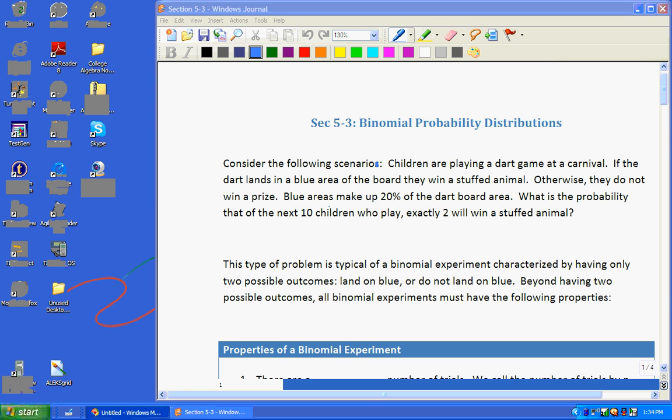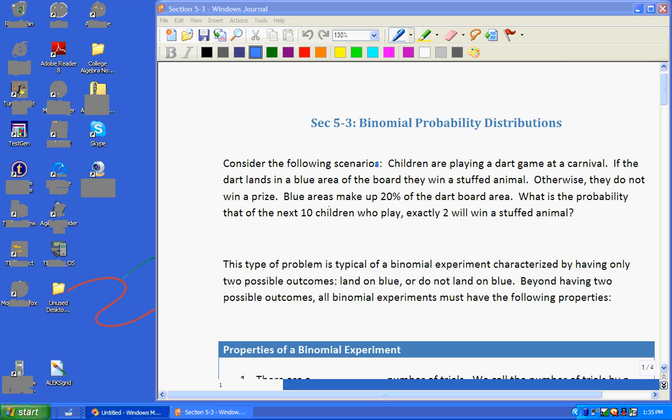Section 5.3 Binomial Probability Distributions. Consider the following scenario. Children are playing a dart game at a carnival. If the dart lands in the blue area of the board, they win a stuffed animal. Otherwise, they do not win a prize. Blue areas make up 20% of the dartboard area.